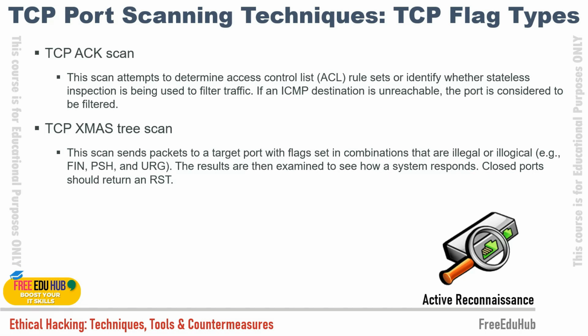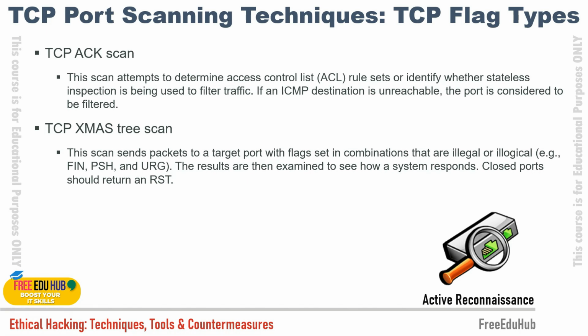Next we have the TCP ACK scan. In this one, the scan attempts to determine the access control list rule set, to identify whether stateless inspection is being offered, or whether filters using ICMP, which is the ping command, are being considered. And then we have the TCP Christmas tree scan. This scan sends packets to the target port with flags set in an illegal or illogical combination, for example, finish, push, or urgent. The results are examined to see if the system responds, or the ports are closed, or whether it should be sending a reset command to the other party.